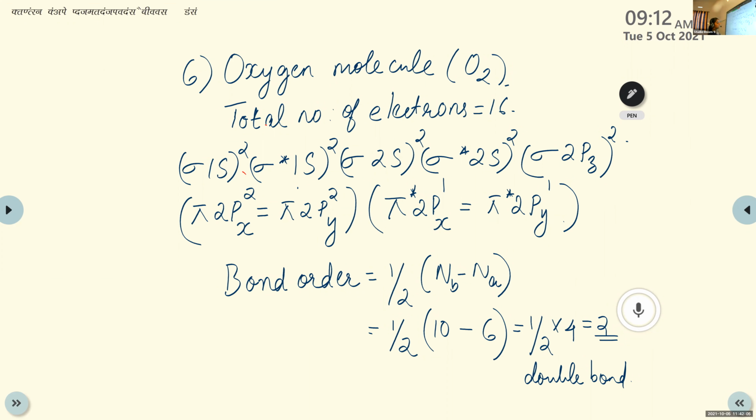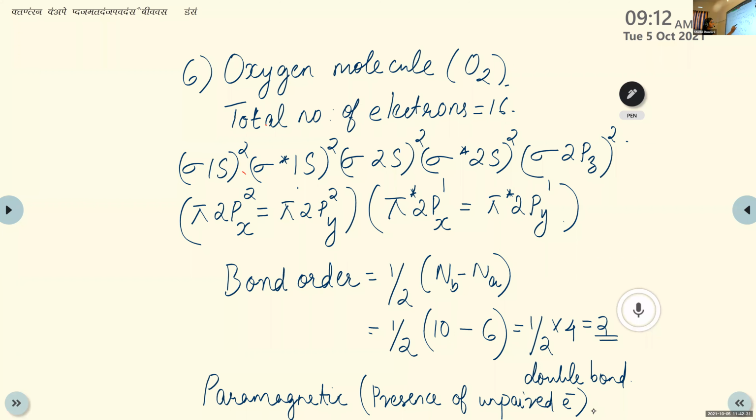The next one is about their magnetic nature. Paramagnetic or diamagnetic? Paramagnetic. Yes, here it is paramagnetic, because of the presence of unpaired electrons. Here you can see pi star 2px1, pi star 2py1. These two are the unpaired electrons. So here it is paramagnetic. Clear, children?